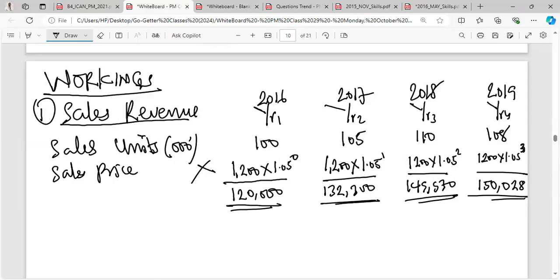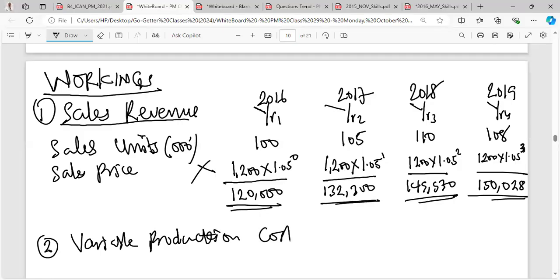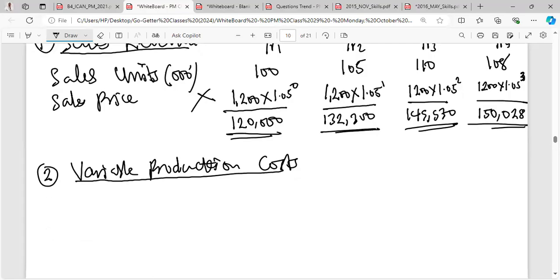So working number 2 is variable production costs. So that's it. So we will now look at 2016 to 2019.